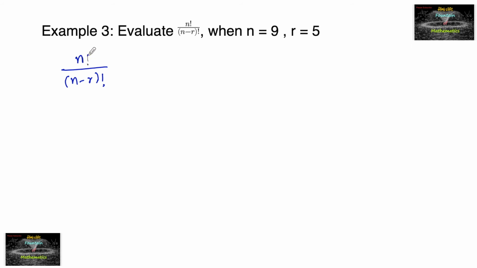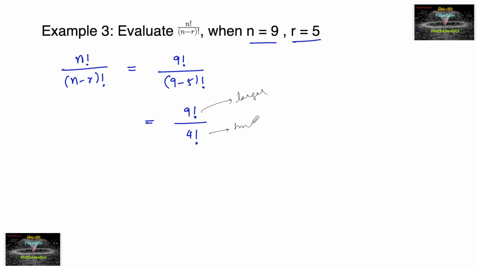n factorial upon n minus r factorial when n is equal to 9 and r is equal to 5. So let's use the factorials. n is equal to 9, so 9 factorial upon n minus r, that is 9 minus 5 factorial, which equals 9 factorial upon 4 factorial. As I told you before, first you identify which one is larger and which one is smaller. 9 factorial is larger and 4 factorial is smaller, and hence we can reduce this 9 factorial in terms of 4 factorial.